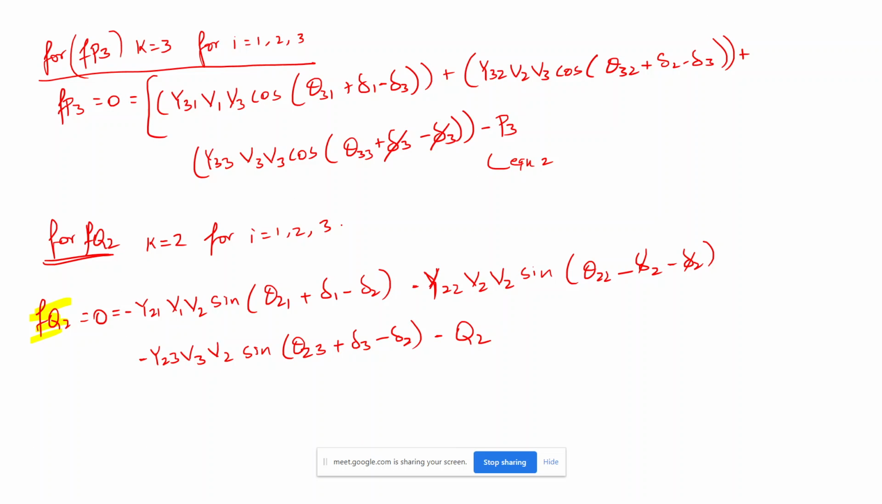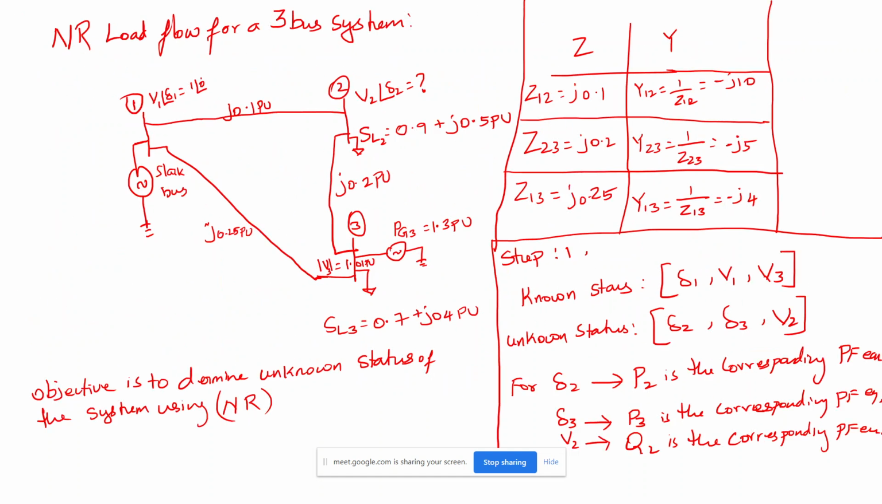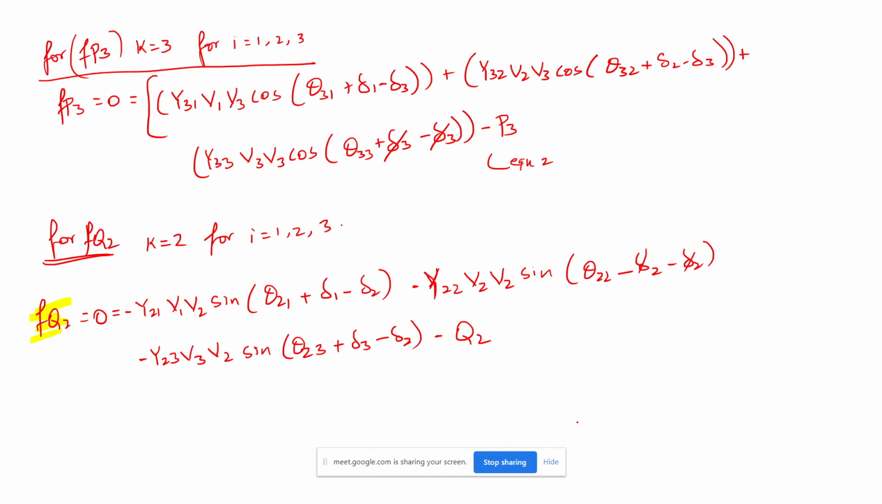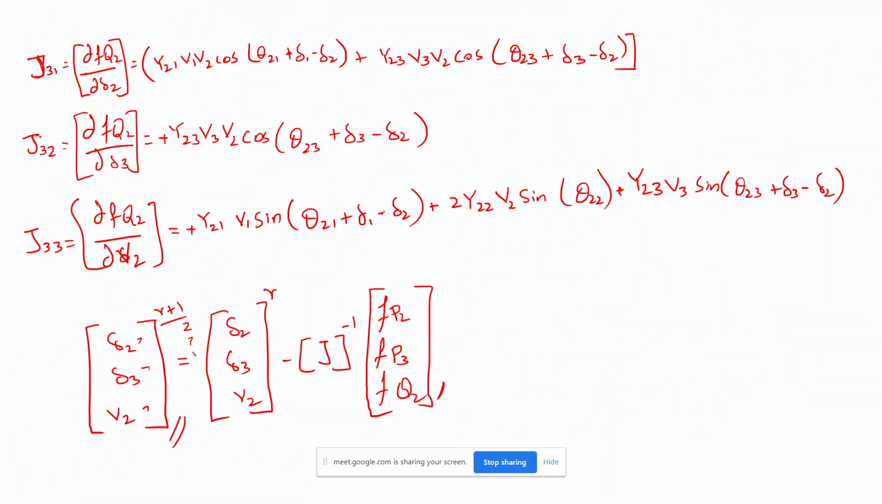It is given here. So what is the question? We are going to find out the unknown quantities. What are the unknown quantities? Del 2, del 3 and then v2. So if you follow the same steps until the solution is converged, then we will stop and we will tell that the final value is what you are going to find out.